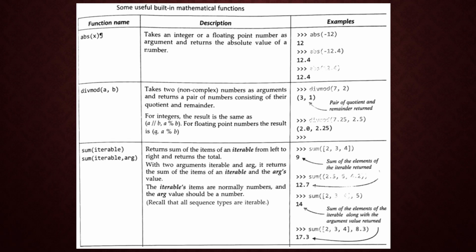Here, sum of 2.5, 6, 4.2. So it returns 12.7. So it calculates the sum of these three things. And in case you are using a list here, sum of a list 2, 3, 4, comma 5, what happens? The sum of the elements of the iterable along with the argument value is returned. Okay, these are about sum iterable and sum iterable comma argument.